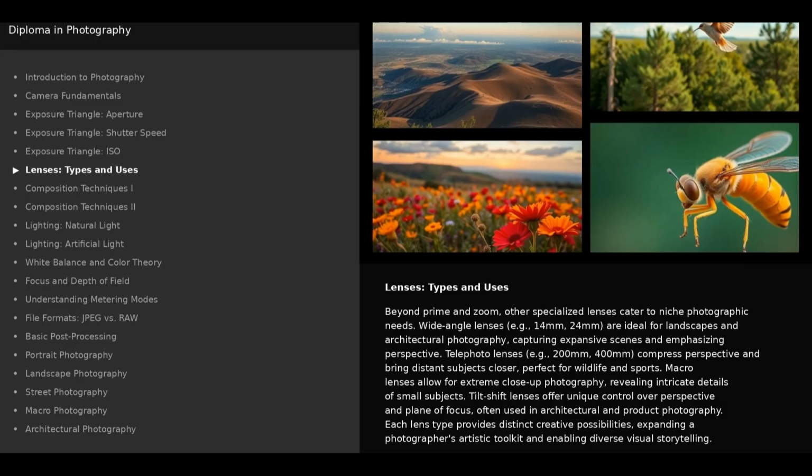Macro lenses allow for extreme close-up photography, revealing intricate details of small subjects. Tilt-shift lenses offer unique control over perspective and plane of focus, often used in architectural and product photography. Each lens type provides distinct creative possibilities, expanding a photographer's artistic toolkit and enabling diverse visual storytelling.